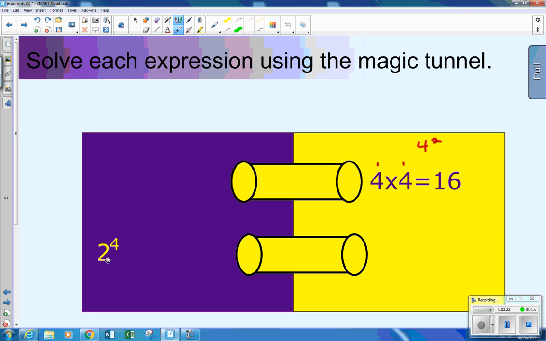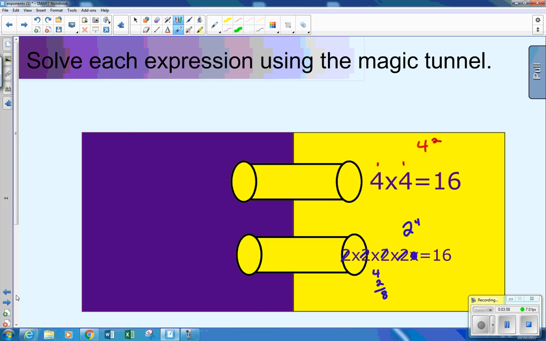What about if we have a base of 2 to the fourth power? Well, this tells me there's going to be 4 twos involved. Put this through the magic tunnel. We can see there's accidentally an extra x there that shouldn't be there, so I'll pretend that's not there. Because it was 2 to the fourth power, there's 1, 2, 3, 4 twos. Multiply these together. 2 times 2 is 4. 4 times 2 is 8, and I have to make sure I keep track of these, so sometimes I like to cross them out. And then 8 times 2 is 16.